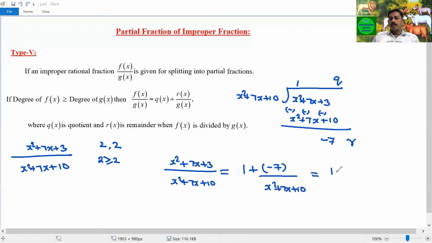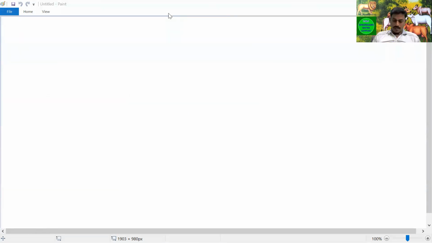So now we can rewrite this as 1 minus 7 divided by x square plus 7x plus 10. So it is of the form proper fraction. We know how to apply the partial fraction for this, and we can easily express it as a partial fraction. I hope you will understand the concept.